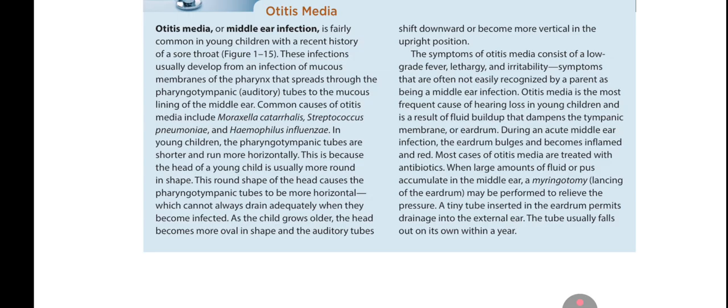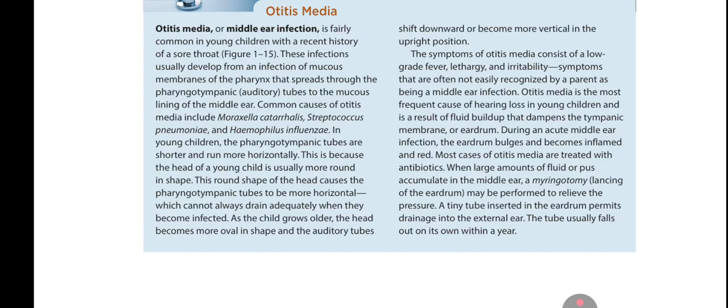And so symptoms can be low grade fever, lethargy, and irritability, which are sometimes not easily recognized by parents. This disease can be a cause of hearing loss and fluid buildup, that's what I was saying earlier, that dampens our tympanic membrane or eardrum. So when this happens, a large amount of fluid or pus accumulates in the middle ear, and a tiny tube inserted in the eardrum permits drainage.